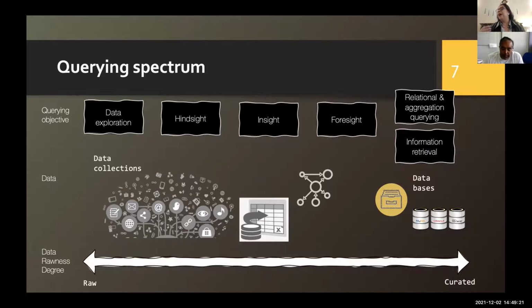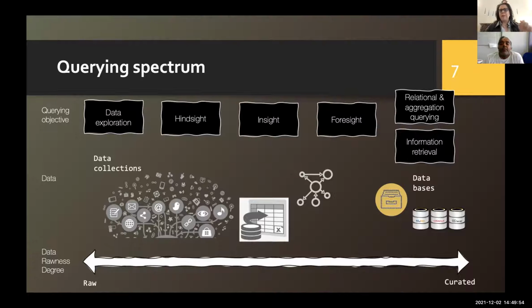now I have a quite curated data collection, and I can have relational queries. I can perform aggregation queries. And for example, the ones that were presented in the previous keynote, there you have really curated data where you can have these relational aggregative queries, or even information retrieval queries, as the ones that we perform every day in Google and other search engines.